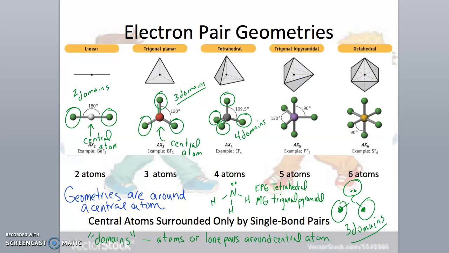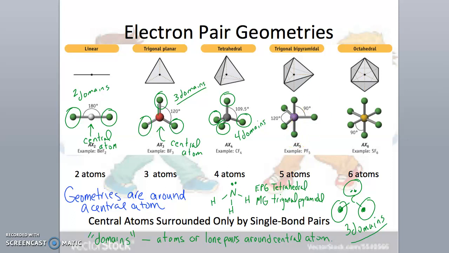5 domains is what we call trigonal bipyramidal. So the trigonal, we've got the tri up there, makes me think of tricycle, 3 wheels. Well, this has 3. It's a pyramid with 3 sides, and this is the top of the pyramid. And we also have a pyramid down below, so that's why we call it bipyramidal, trigonal bipyramidal.